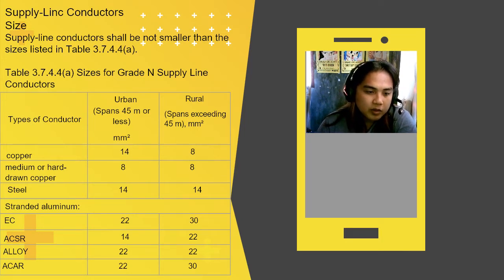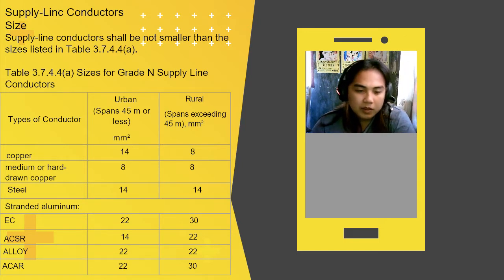Standard aluminum, EC: we use 22 for urban and 30 for rural. For ACSR, we use 14 and 22 in rural. For alloy, 22 square millimeters in urban and also 22 square millimeters in rural. For ACAR, 22 square millimeters in urban and 30 square millimeters in rural.